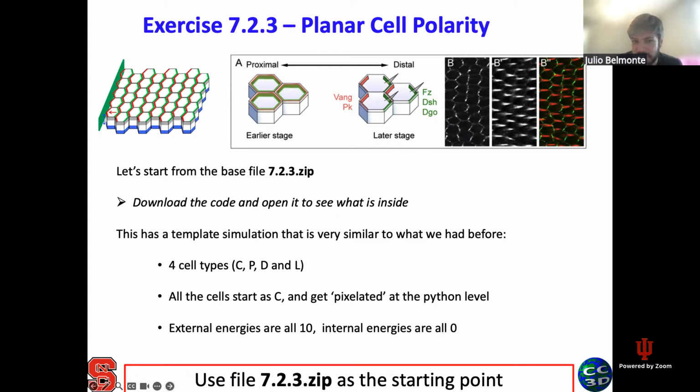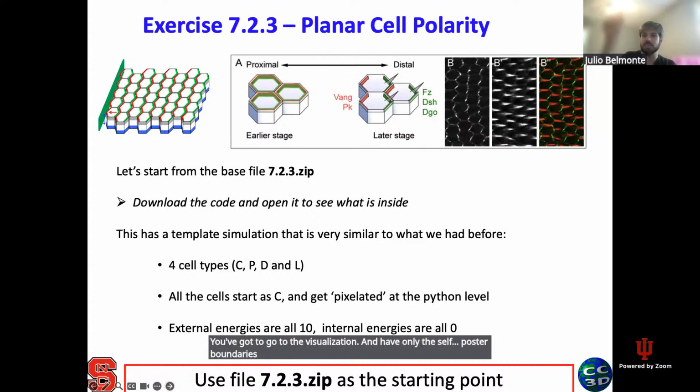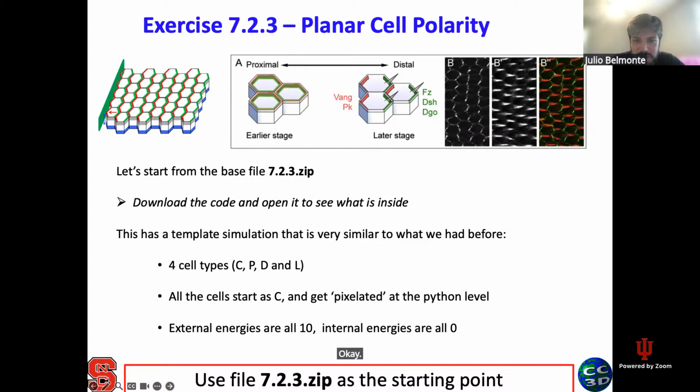And the same suggestion I also give to Karini. You can go to the visualization and have only the cell cluster boundaries selected and unselect the cell border. Someone said these are Pollock paintings, but usually he does more lines, right? Yeah, it's a mixture of Pollock and Mondrian.